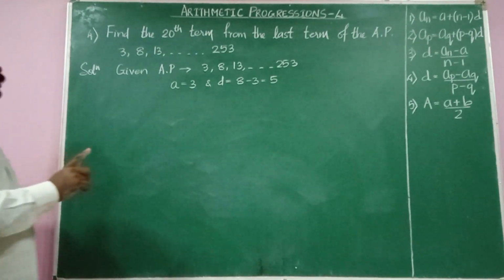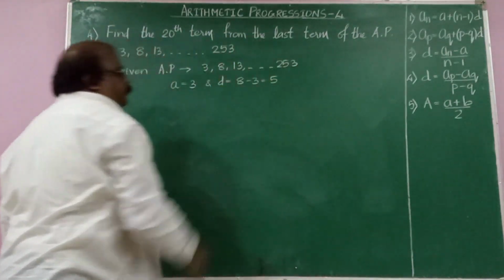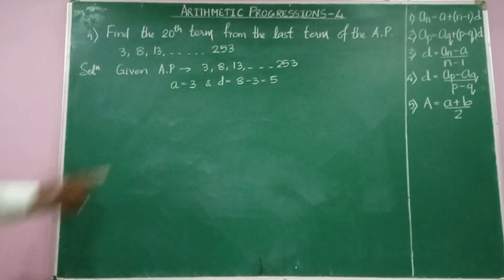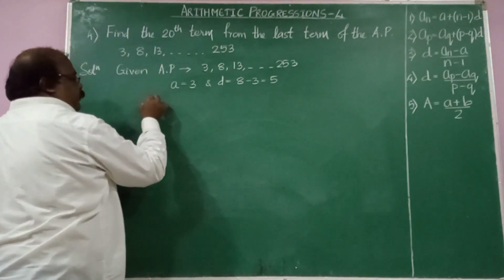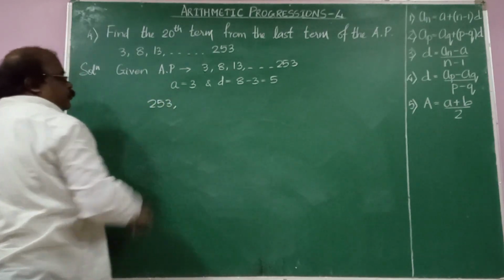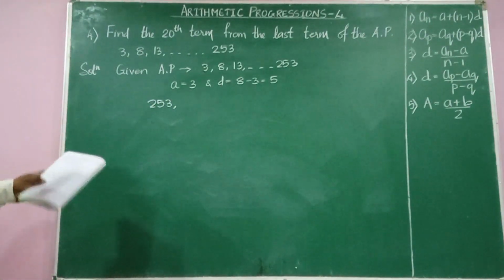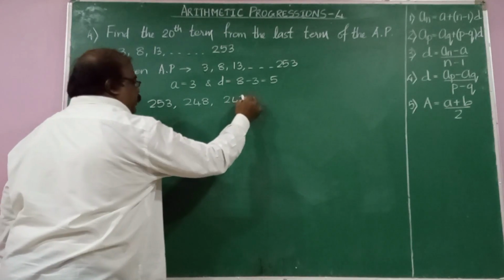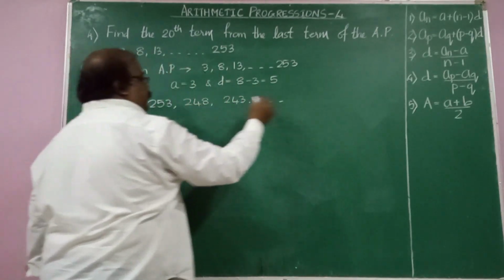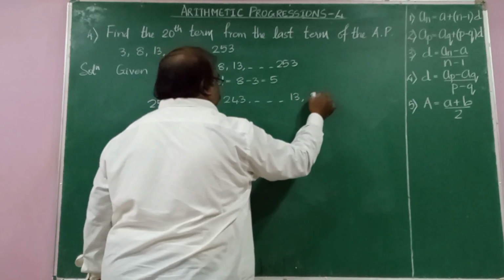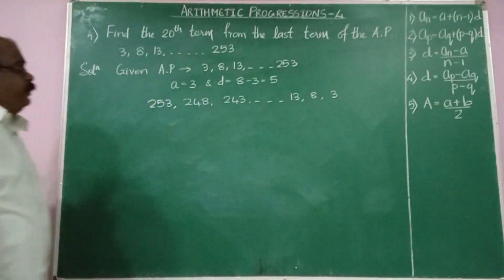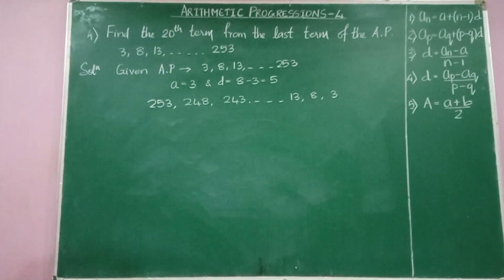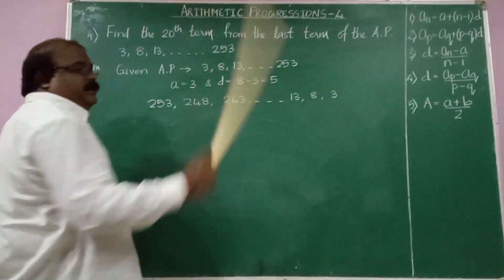Whereas I have asked you to find the 20th term from the last term. Now when I reverse the arithmetic progression, the first term from the last becomes 253. Just before 253 you will have 248, 243 and your last term will be 3. Now I have written the same arithmetic progression in the reverse order because I asked you to find the 20th term from the last term.